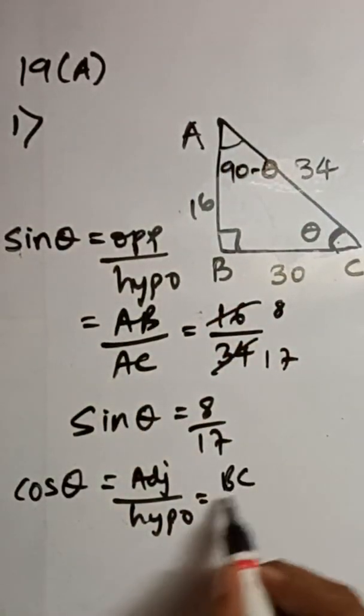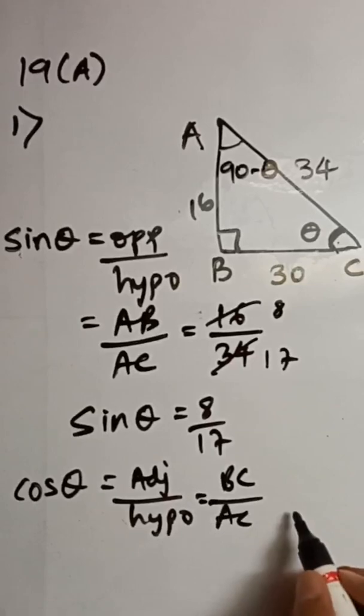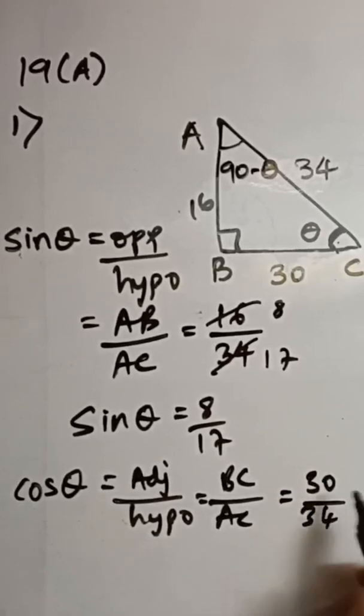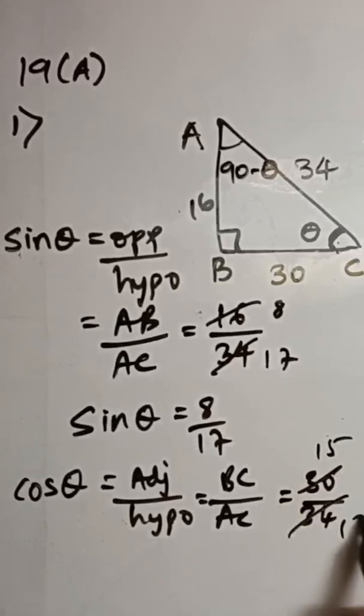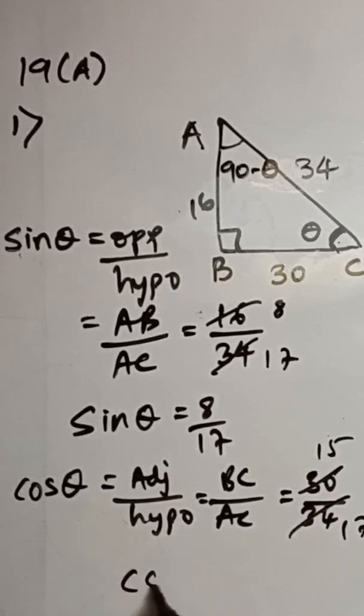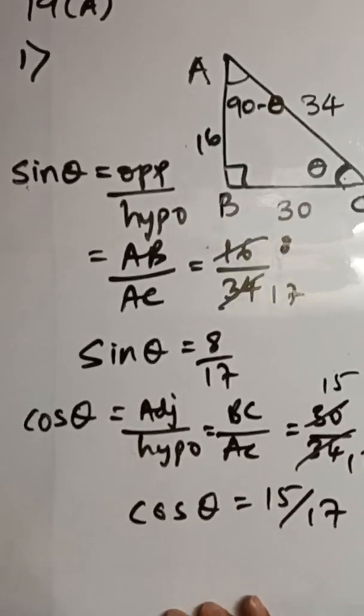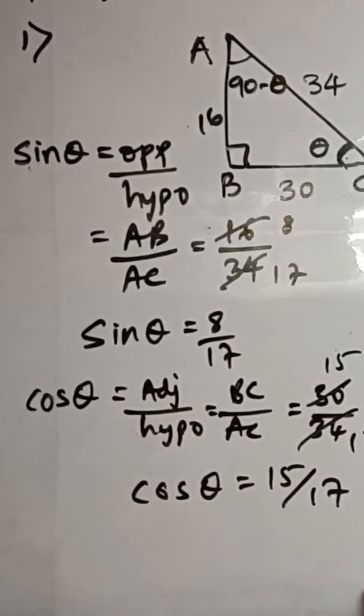So that is BC upon hypo, which is AC. What is BC? BC is 30, hypo is 34. So 2 15s are 30, 2 17s are 34. So you will get cos theta as 15 upon 17. Okay.